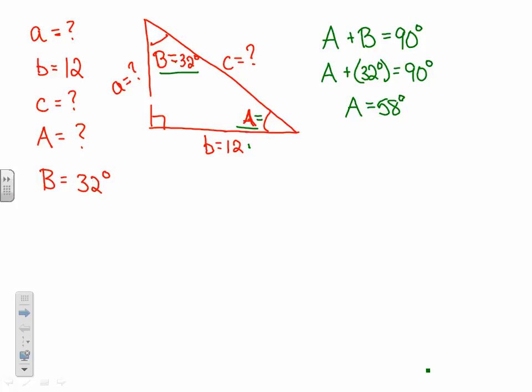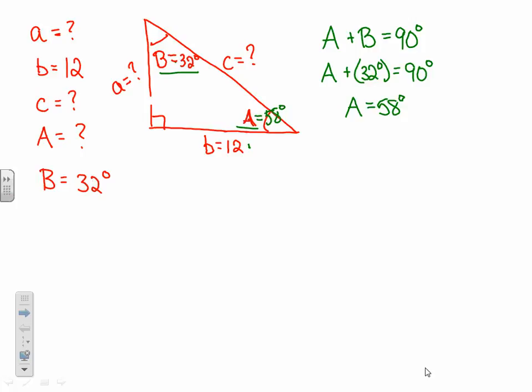So immediately, I found another piece of information. I know that this is 58 degrees. Now that does ease things up a little bit because now I have two angles to work with. But I'm going to stick with angle B up there. And that's the thing: we want to always look at the angles when we're dealing with trig functions. The angle is going to help me know whether I'm using sine, cosine, or tangent.